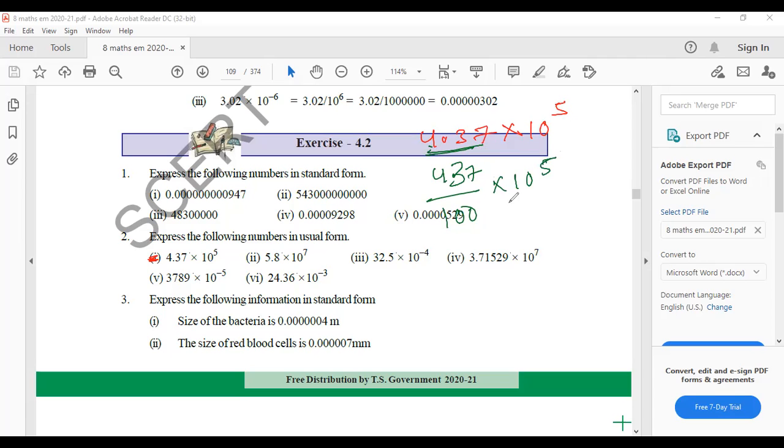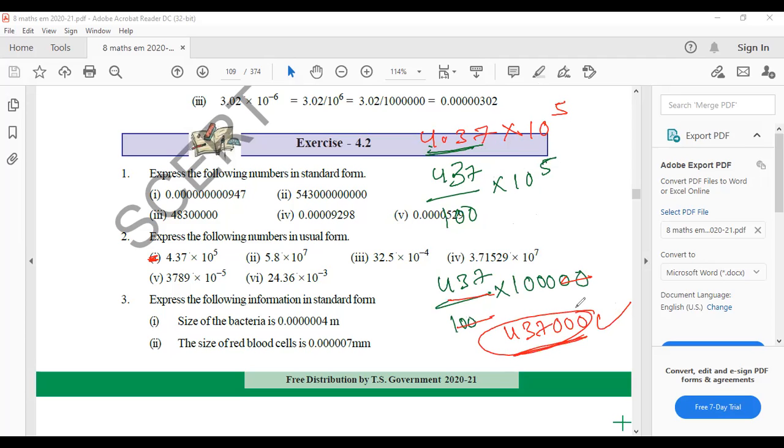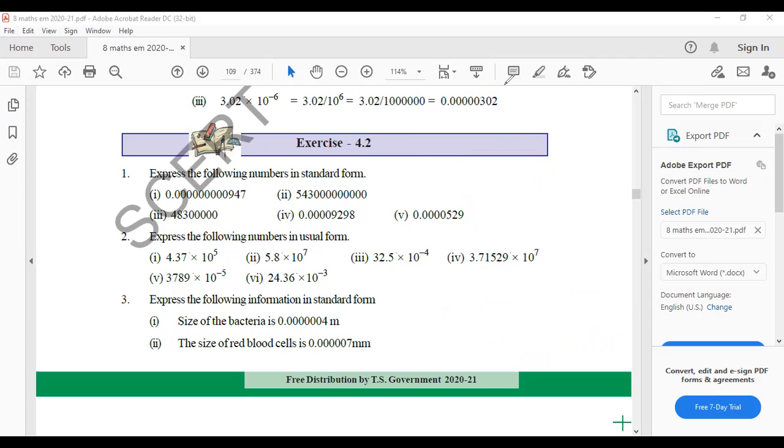So this 100 means how many zeros are there? 2, right? Next step, I write 437 by 100 into 10 power 5, that is 1, 2, 3, 4, 5 zeros. After this, you can start cancellation. There are 2 zeros and this 2 cancel. Clear? After this, 437 with 3 zeros. So the answer is 437 into 3 zeros. This is the final answer. Clear? This is a very simple way you can do the simplification.